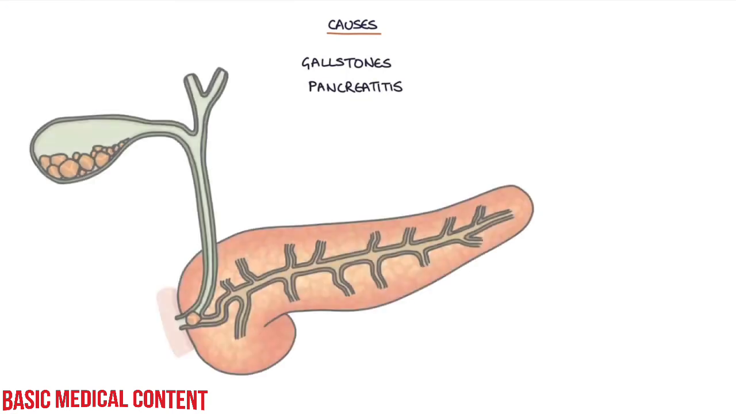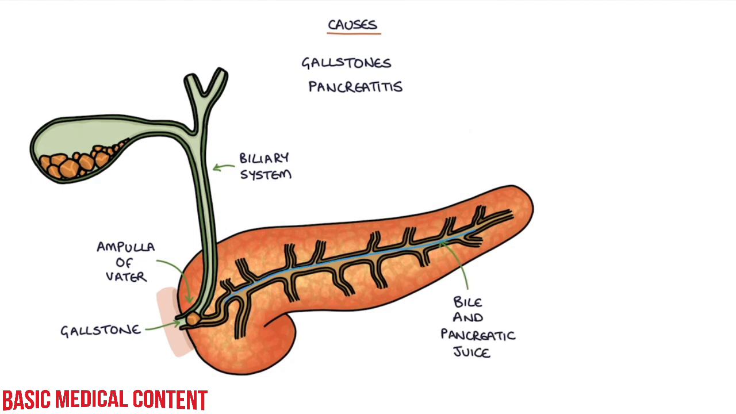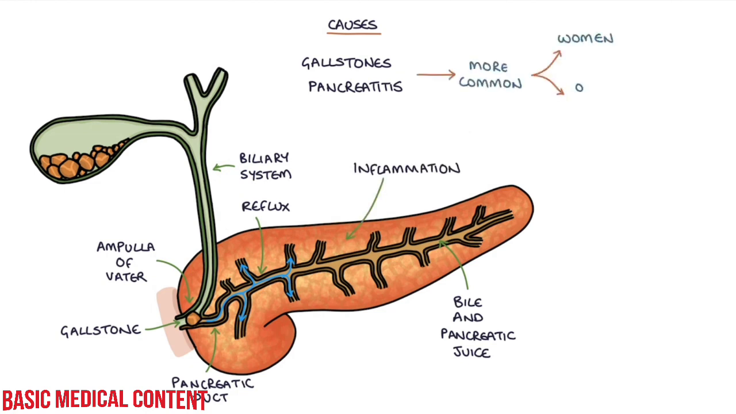Gallstones pancreatitis is caused by gallstones getting trapped at the end of the biliary system at the ampulla of Vater and blocking the flow of bile and pancreatic juice into the duodenum. The reflux of bile into the pancreatic duct and the prevention of pancreatic juice containing enzymes from being secreted results in inflammation in the pancreas. Gallstones pancreatitis is more common in women and older patients.